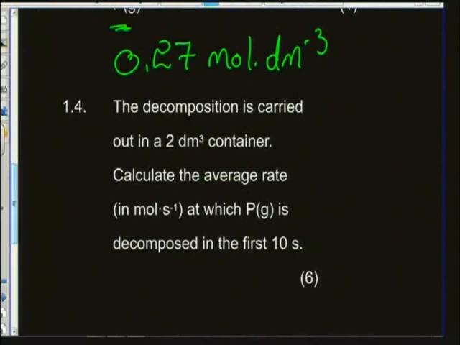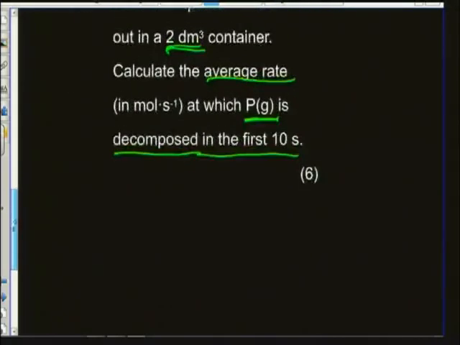Now let's move on to the next question. They say, the decomposition is carried out in a 2 decimeter cube container. Calculate the average rate in mole per second at which P is decomposed in the first 10 seconds. Let me just go back to that question. They say the decomposition is carried out in a 2 decimeter cube container. Calculate the average rate in mole per second at which P is decomposed in the first 10 seconds.